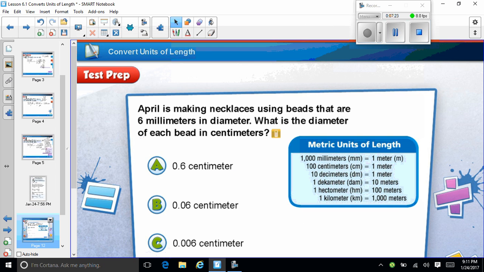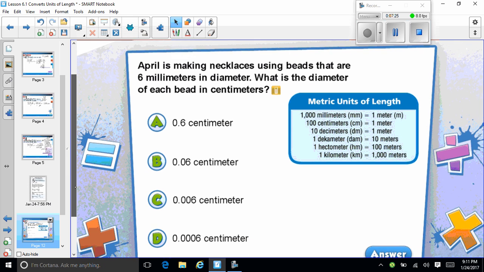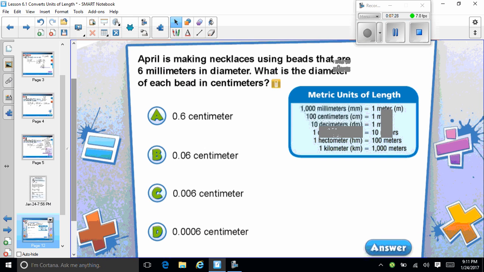What you're going to do now is copy down this test prep question. You can see that they have provided a conversion chart for you for metric units of length. What I want you to do is copy this down, set up your equation, and select the answer. Once you have that done, continue to hit play.